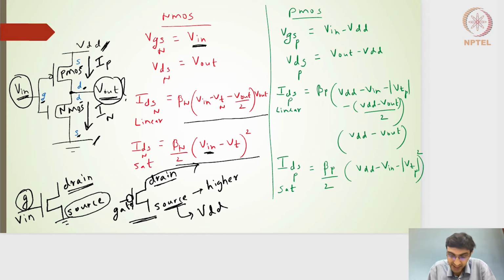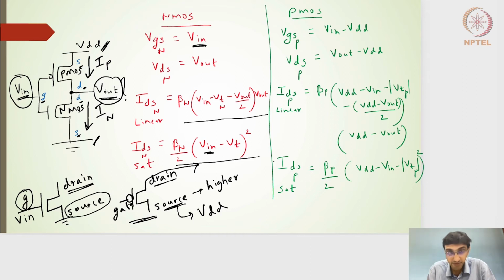So we will derive the VGS for the PMOS. VGS for the PMOS is nothing but, in terms of V input and VDD, V input minus VDD. And VDS for the PMOS is nothing but V output minus VDD. That's what I've written here.